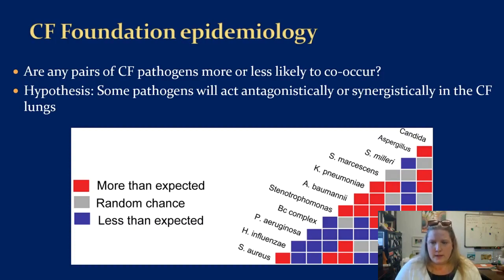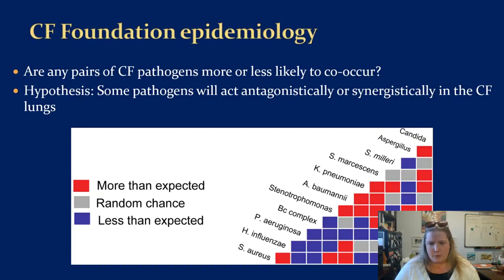So here we have this box plot with pairwise comparisons. This top red one shows Candida and Aspergillus, which are both fungi, actually. These were found more commonly than expected from random chance over the 7 years that we analyzed.